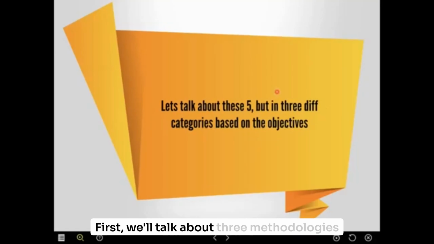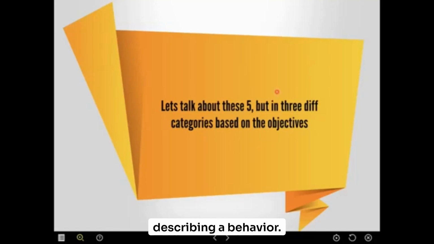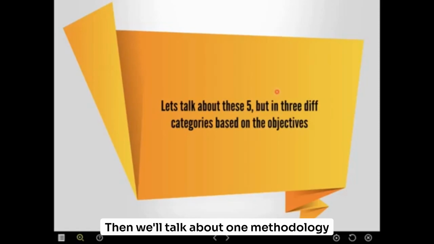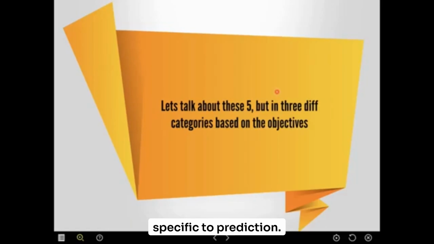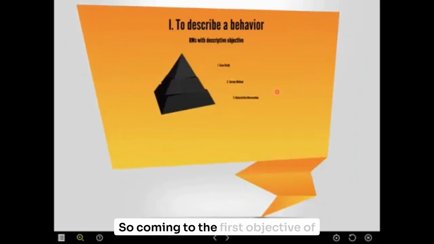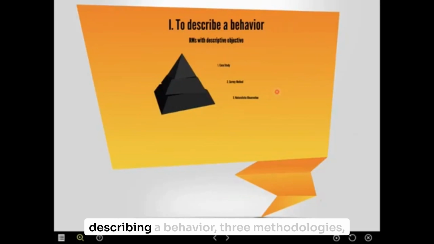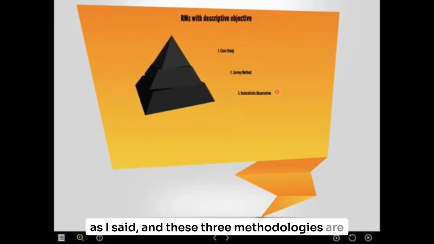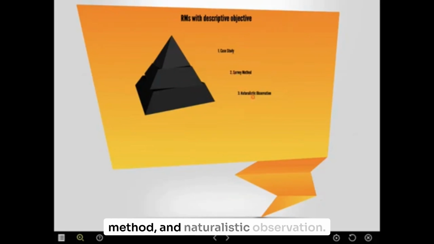First, we'll talk about three methodologies specific to the objective of description, describing a behavior. Then we'll talk about one methodology specific to prediction. Then we'll talk about one methodology specific to explanation. So coming to the first objective of describing a behavior, the three methodologies are case study, survey method, and naturalistic observation.